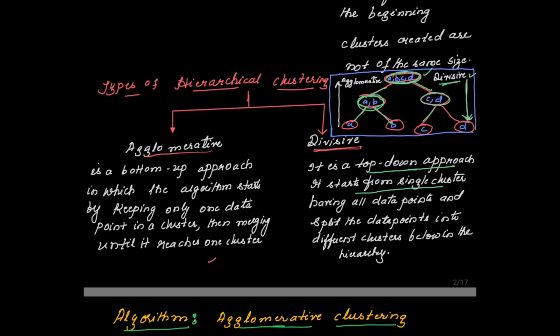Whereas for the same diagram, how do I explain agglomerative? It is a bottom-up approach. You can check the arrow direction here. The bottom-up approach means the algorithm starts by keeping only one data point in a cluster. So in this cluster there is only one data point. Then you merge, and once you merge you will have 2 data points. This continues until it reaches a single cluster on the top. This is the bottom-up approach.